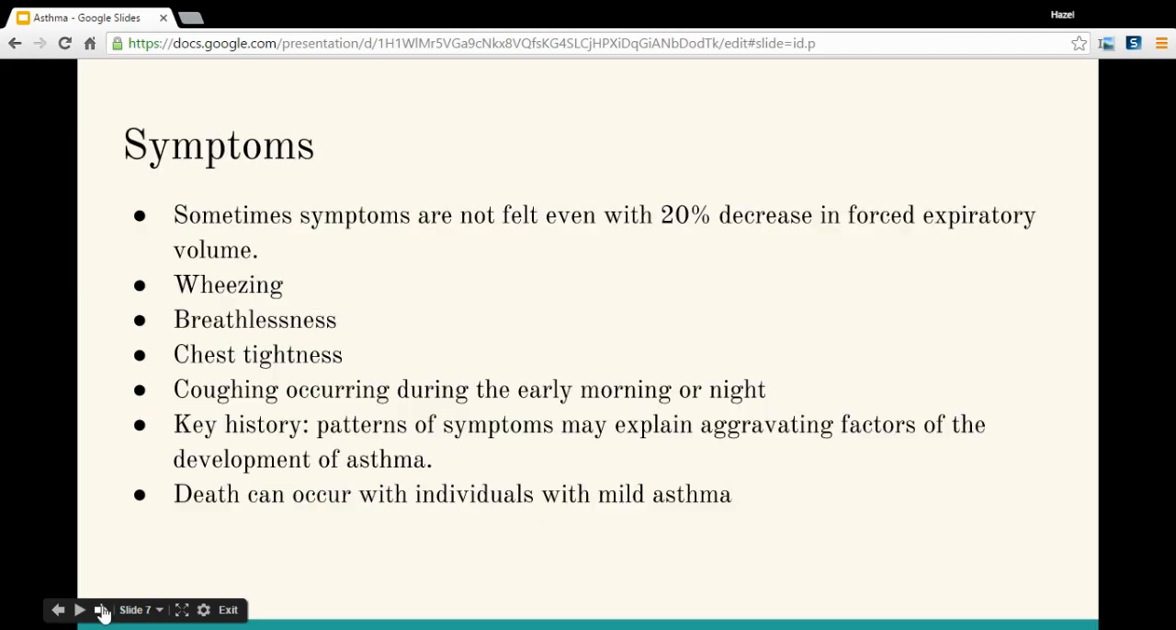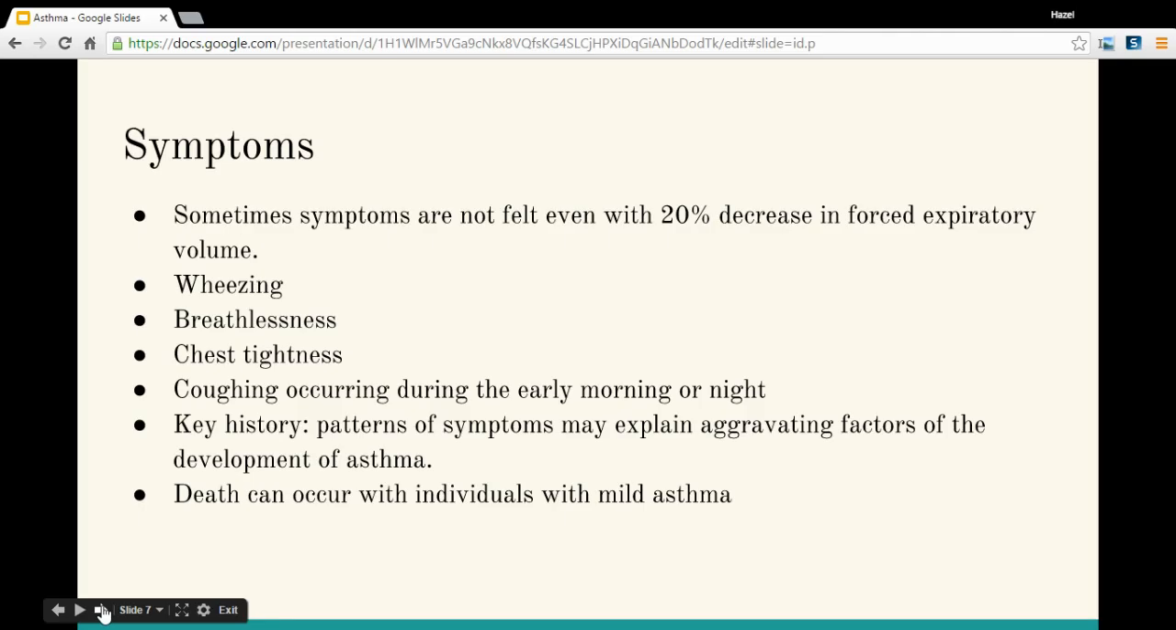Some symptoms that follow along with asthma: we need to keep in mind that symptoms are not felt even with a 20% decrease in forced expiratory volume. So sometimes people may experience asthma symptoms, but they don't have to be clinically prescribed any medications following it. Often with these symptoms, they experience wheezing, breathlessness, chest tightness, and coughing occurring during the early morning or night, only because they may not be able to regulate how much they breathe in while they're sleeping.